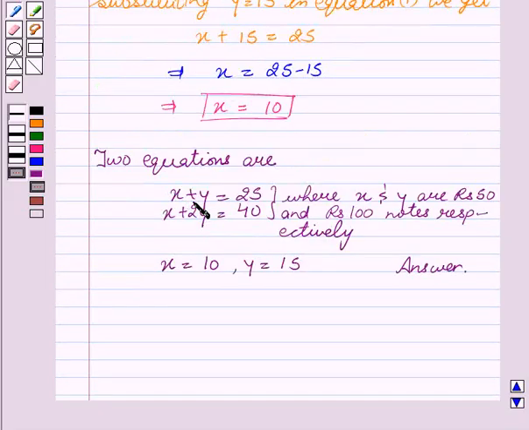The two equations are x plus y equal to 25 and x plus 2y equal to 40, where x and y are rupee 50 and rupee 100 notes respectively. x equal to 10 and y equal to 15 is the answer.